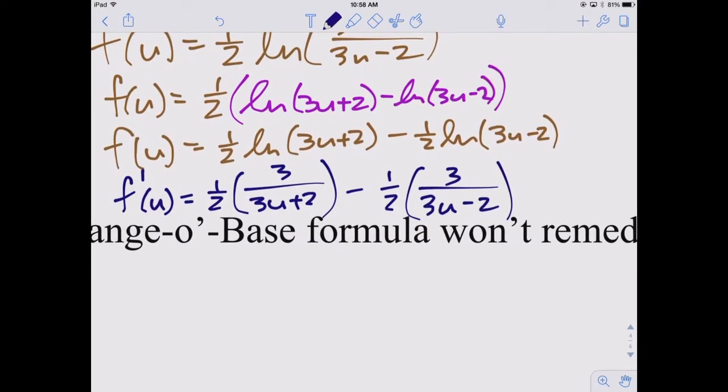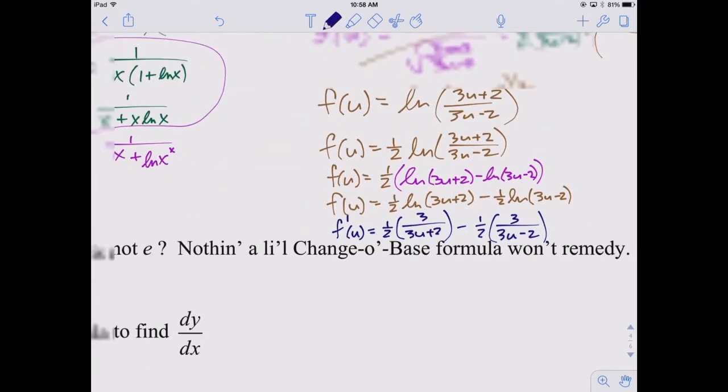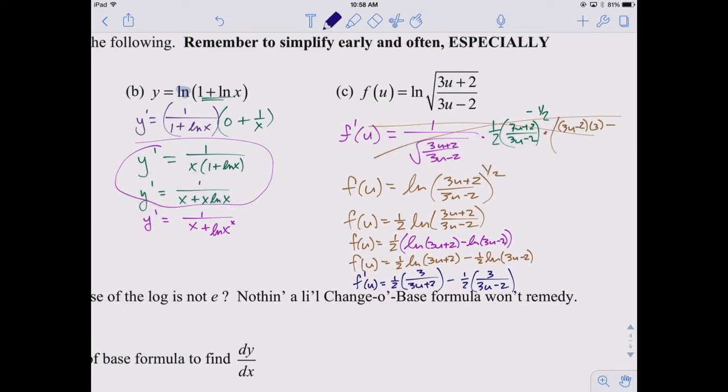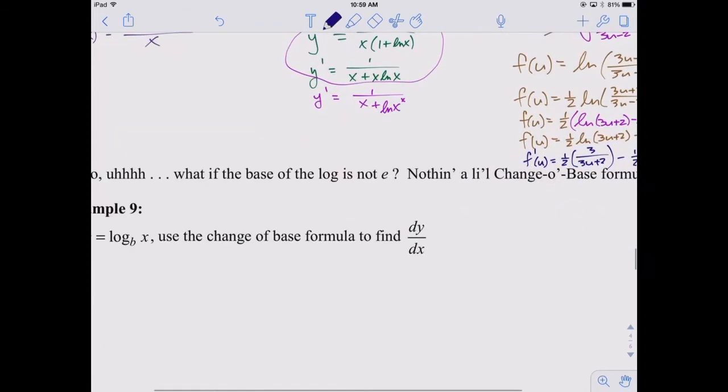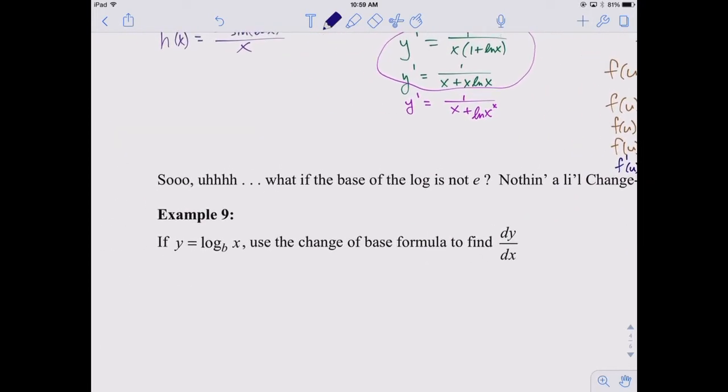From there, you can even do a couple of things. You could get a common denominator. It looks like we're going to have conjugates with the 3u plus 2 and 3u minus 2, so you could expand it back out if you wanted to, but I'm going to stop right there. Okay, so let's move on to something else here.